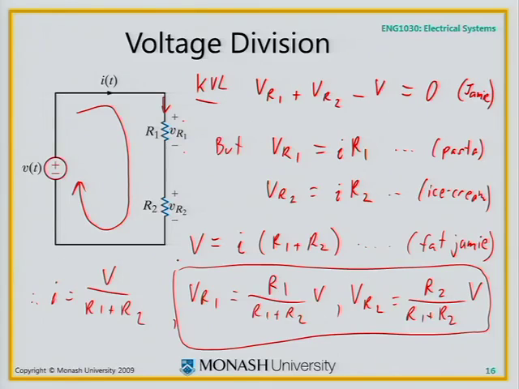Oh, sorry. Yep. How do you know the current in the loop? How do I know the current all around that loop's the same?